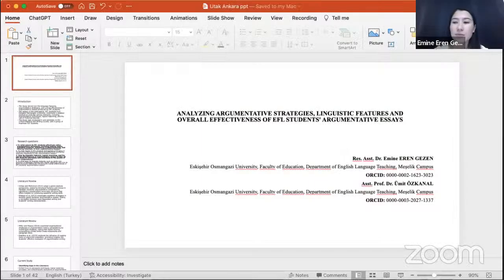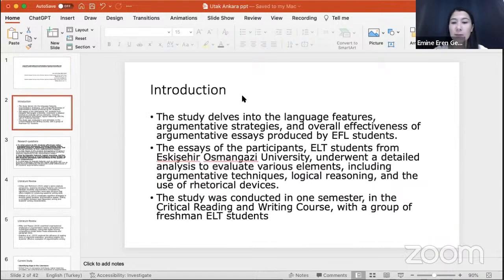Our topic is about analyzing argumentative strategies, linguistic features, and overall effectiveness of EFL students' argumentative essays. In this study, we analyzed our students' argumentative essays, and it delves into the language features, argumentative strategies, and overall effectiveness of argumentative essays produced by EFL students. Our students are ELT students, but they are also EFL, English as a foreign language, learners of English.